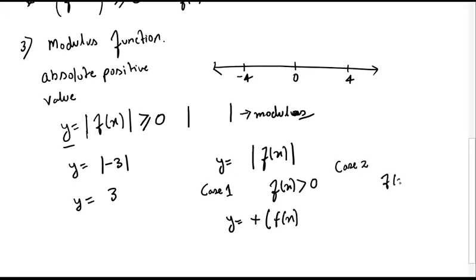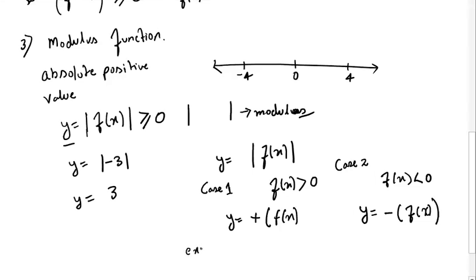Case 2, where f of x is less than 0. Now if f of x is less than 0, what is the sign of this function? Positive or negative? Negative, because I'm saying it is less than 0, so the sign should be negative. Then what will this modulus do? If you have to make any negative number positive, what should you do? Multiply it with negative. So this modulus will multiply this function with the same sign, which is negative sign. Got it, everyone?